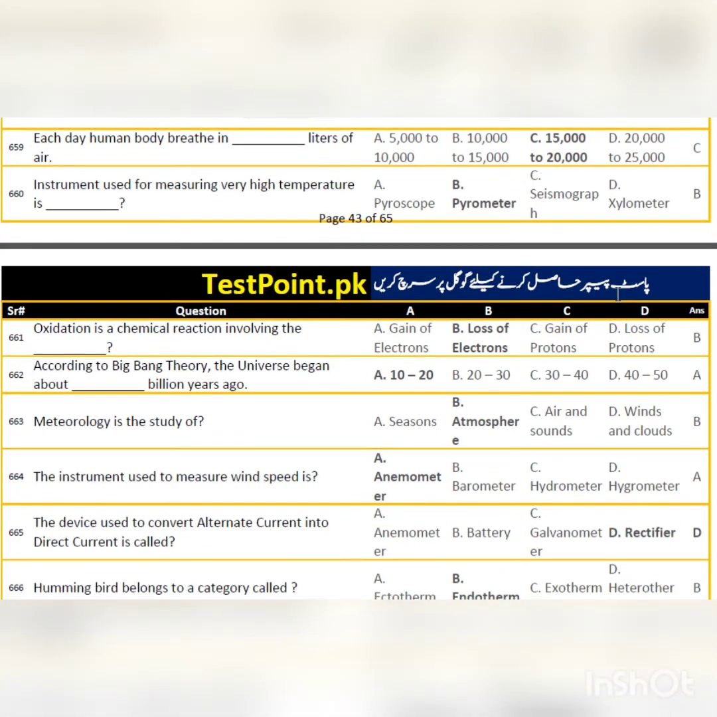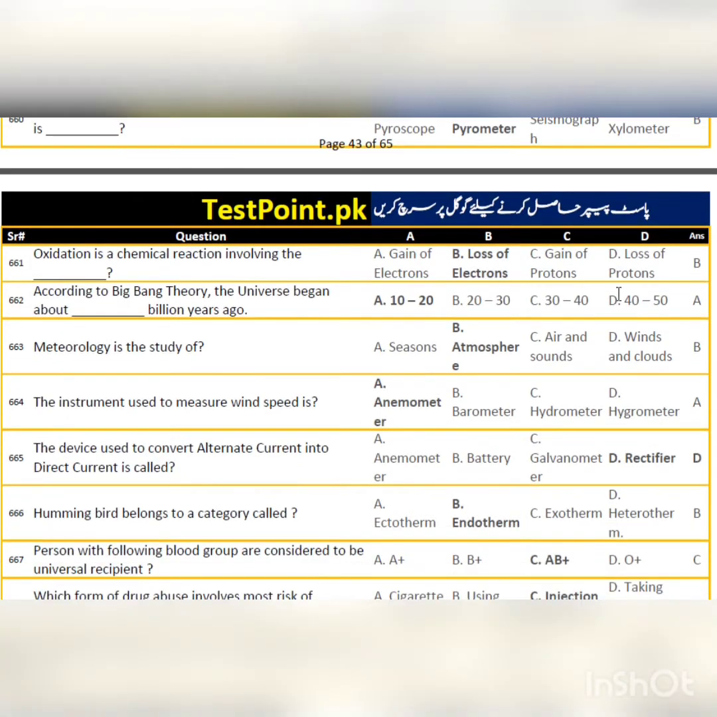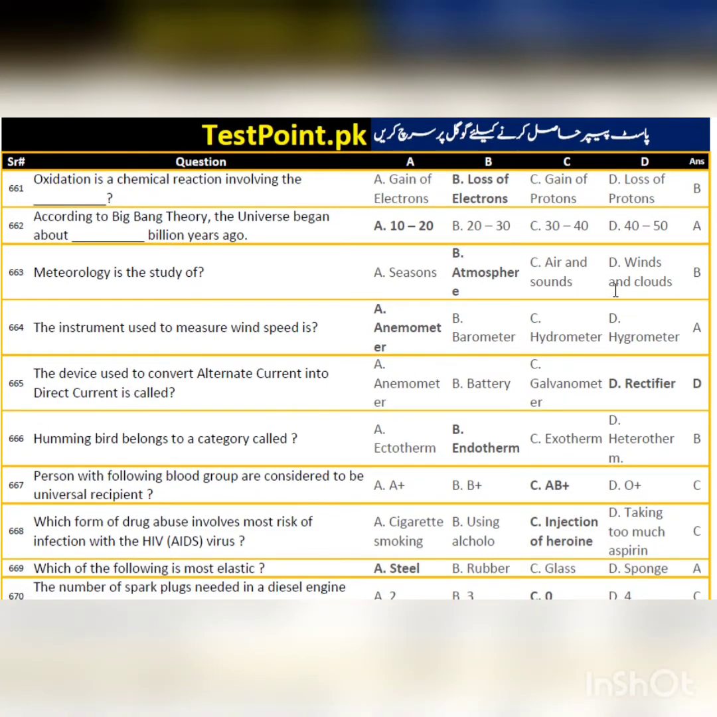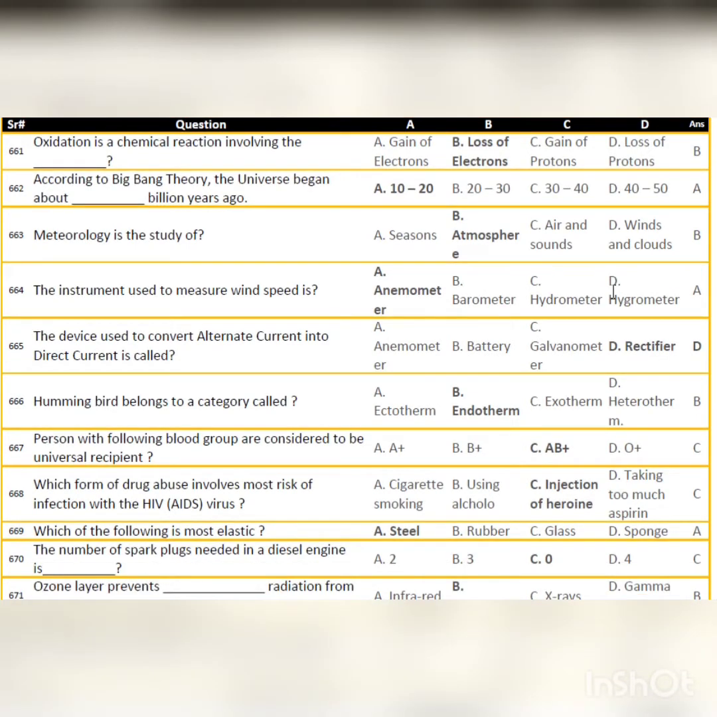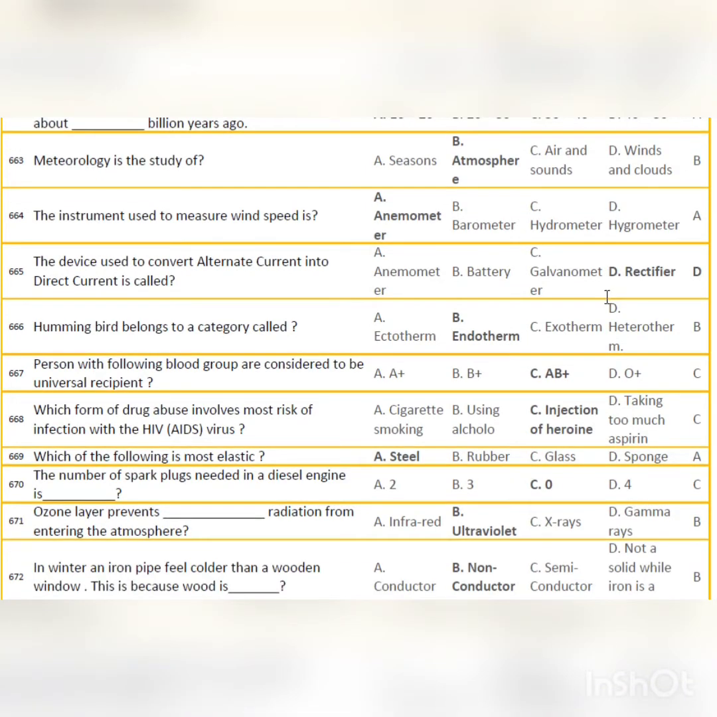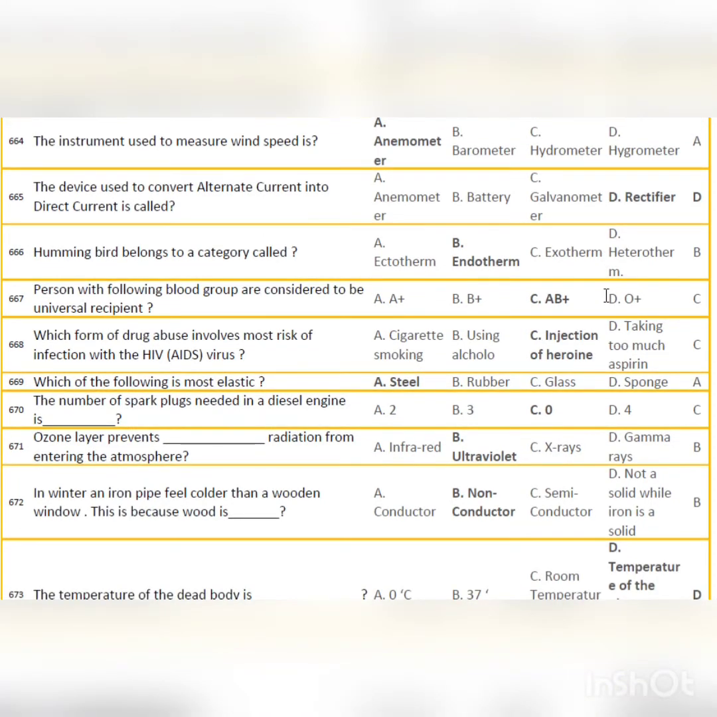Elements which have the same number of protons but a different number of neutrons are called as A. isotopes, B. isotones, C. allotropes, D. allomers. Answer is A. Isotopes.